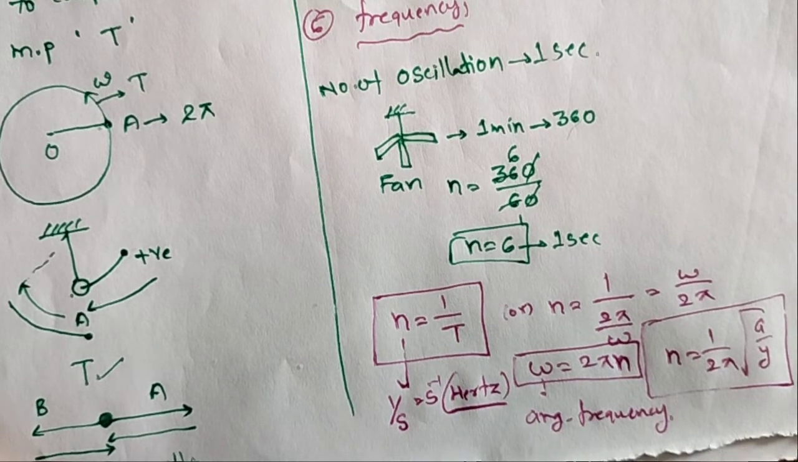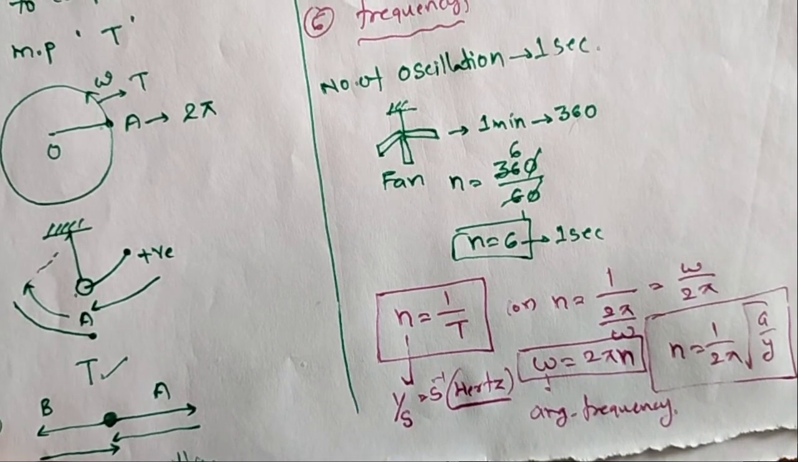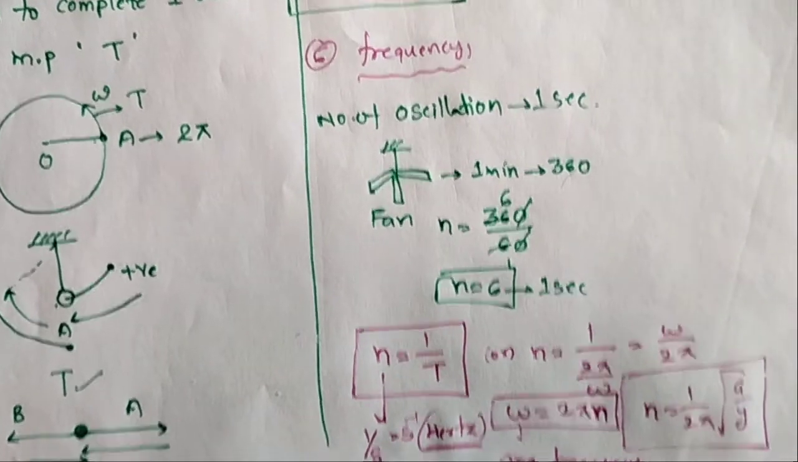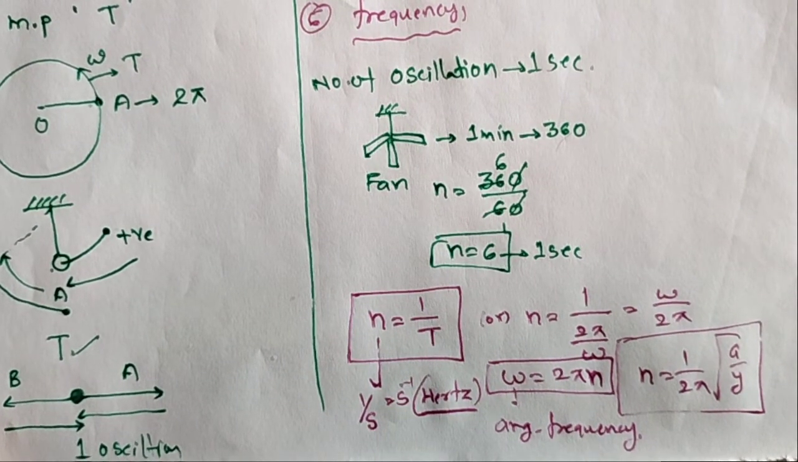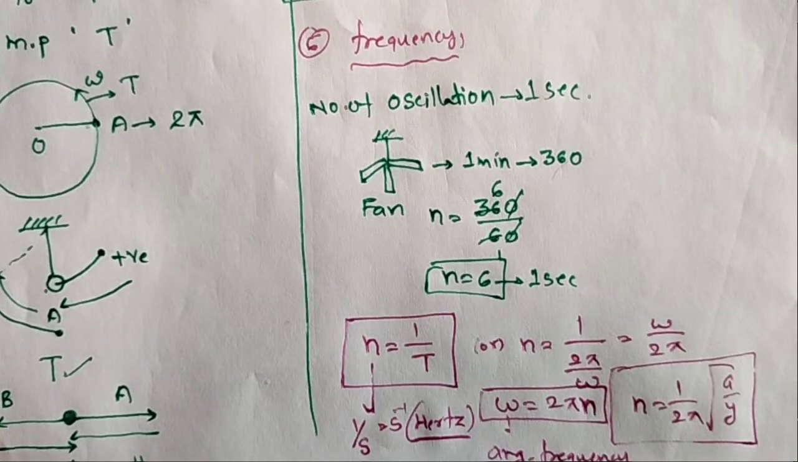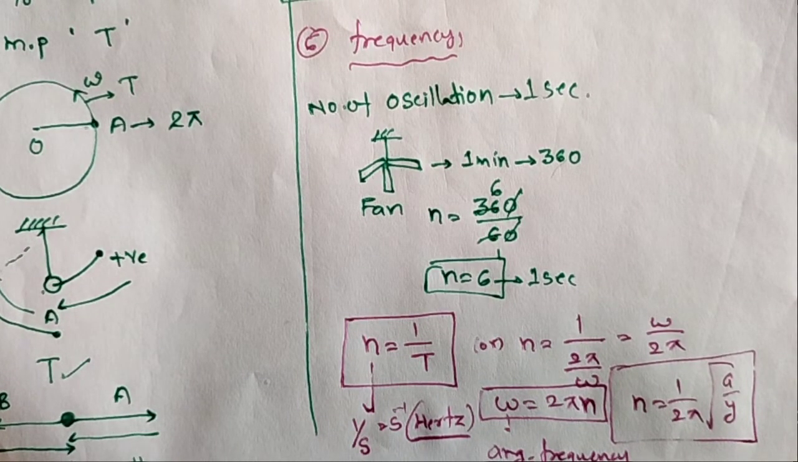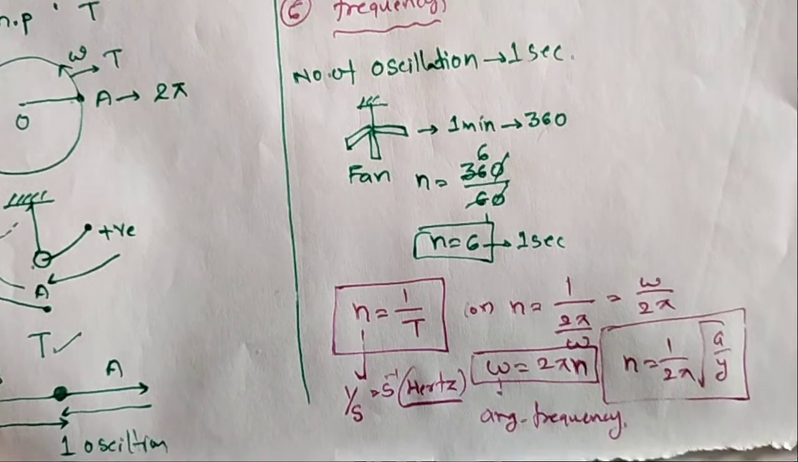Sometimes hertz is used, and this is also a unit of the frequency. Hertz, the unit of frequency, is 1 by second. So this is one characteristic of simple harmonic motion, that is the frequency.